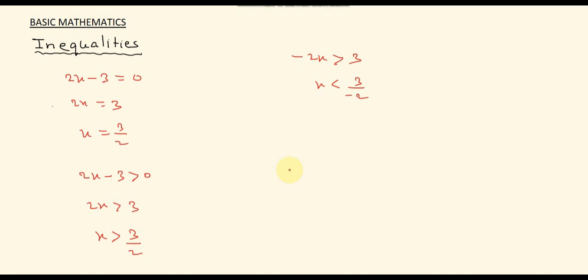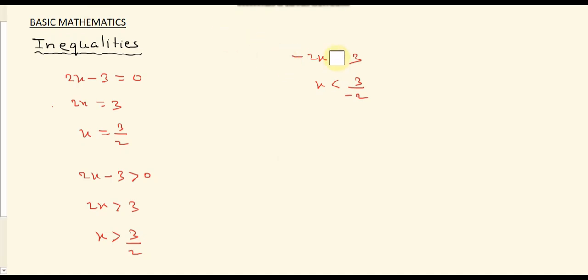So we should remember here that if both sides of an inequation are multiplied or divided by a positive number, then the sign of inequality does not change. And if both sides of an inequation are multiplied or divided by a negative number, then the sign of inequality changes.